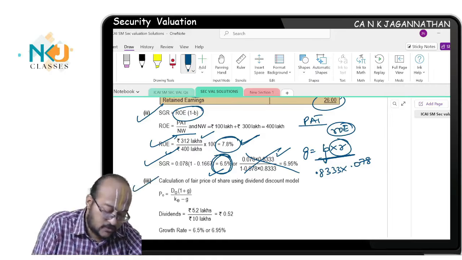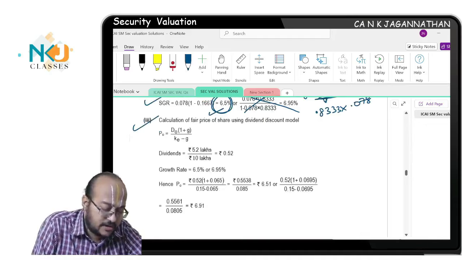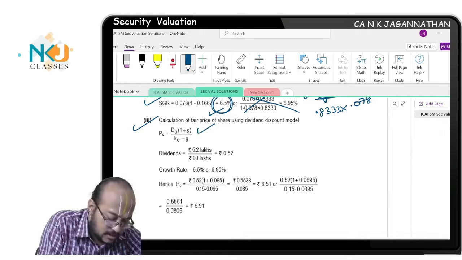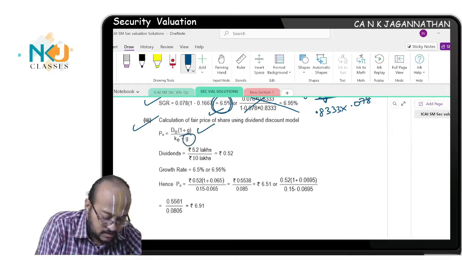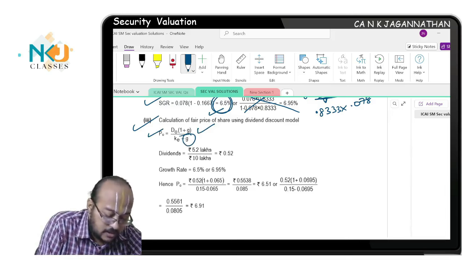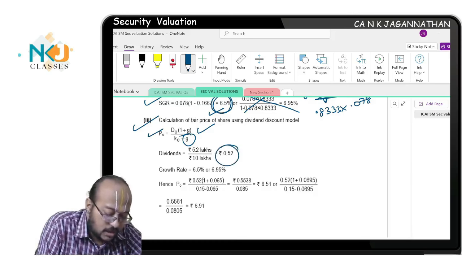Okay, calculation of the fair price of the share using the dividend discount model. P0, again you apply this growth rate, you found out the G. In the formula you apply the growth rate. See, first you need to find out the dividend. Current dividend is how much? 0.52. Then growth rate is 6.5 or 6.